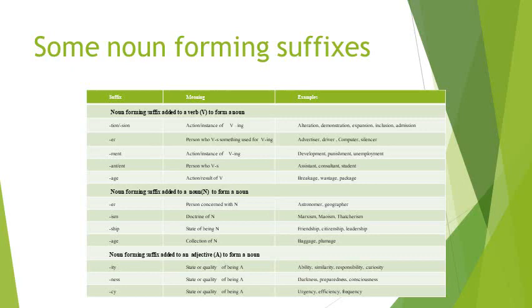NESS, if we add NESS to an adjective, we generate words like, well, the adjective dark gives us darkness. Prepared gives us preparedness. Conscious gives us consciousness. And then CY, if we add it to adjectives, we move from urgent to urgency, efficient to efficiency, and frequent to frequency.